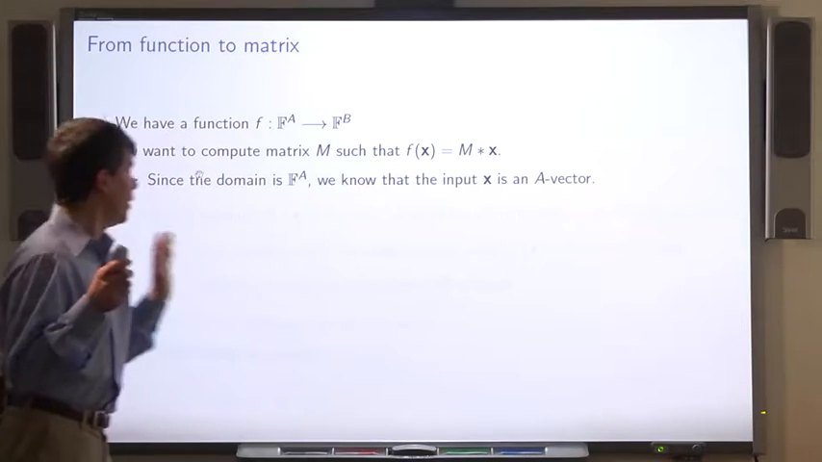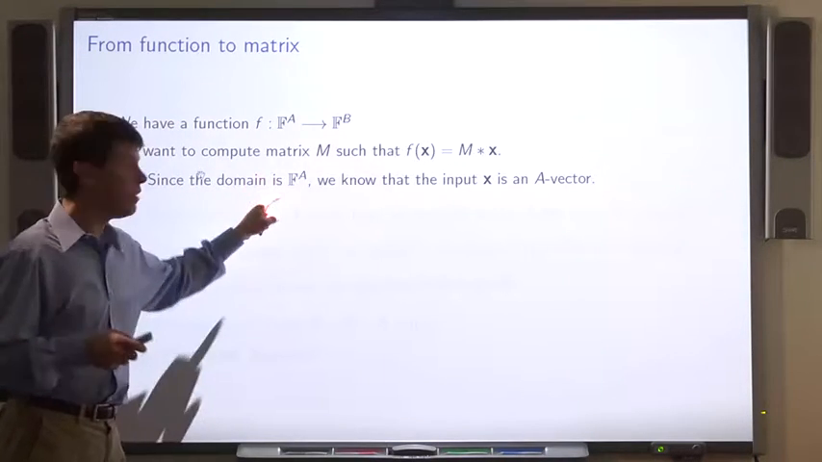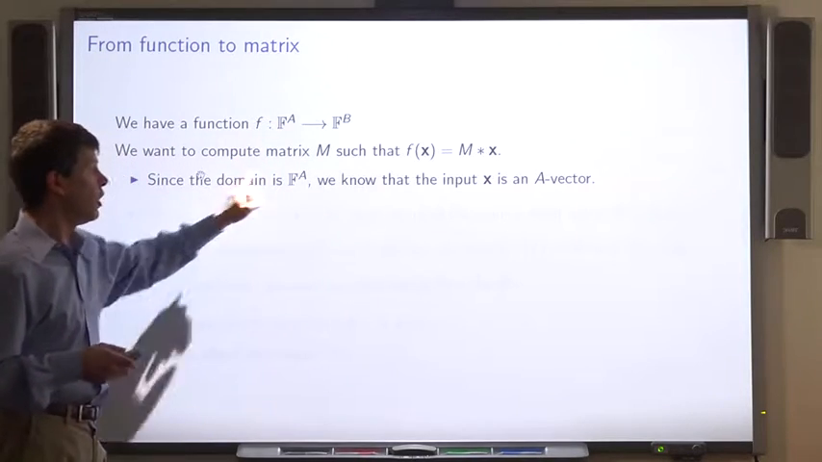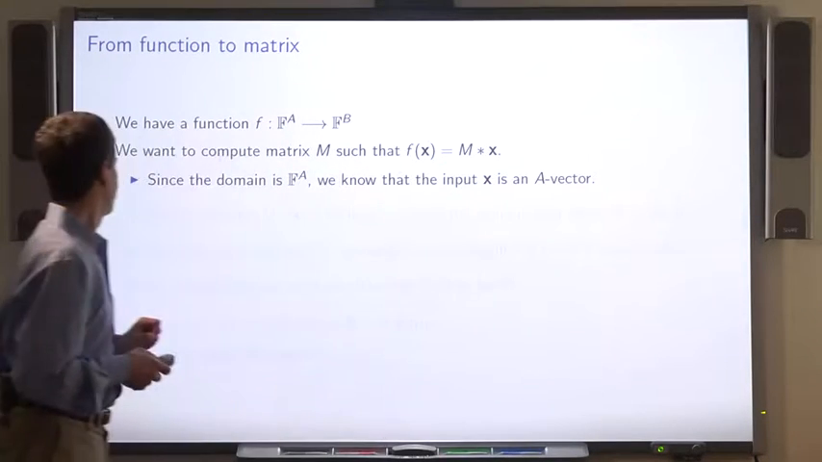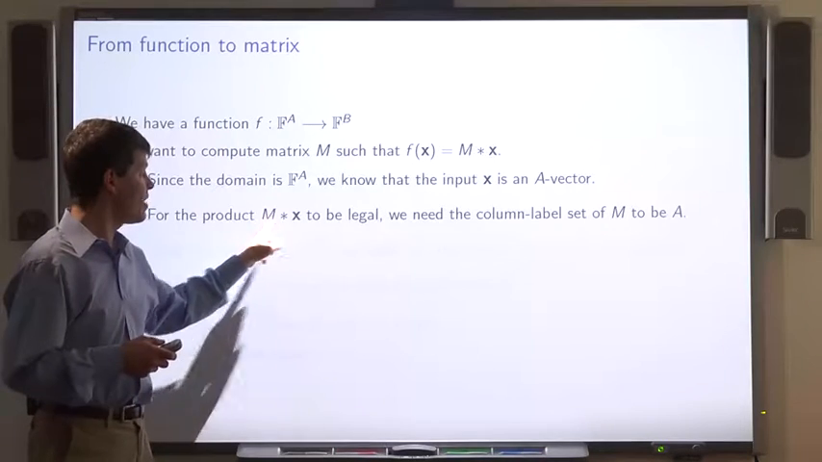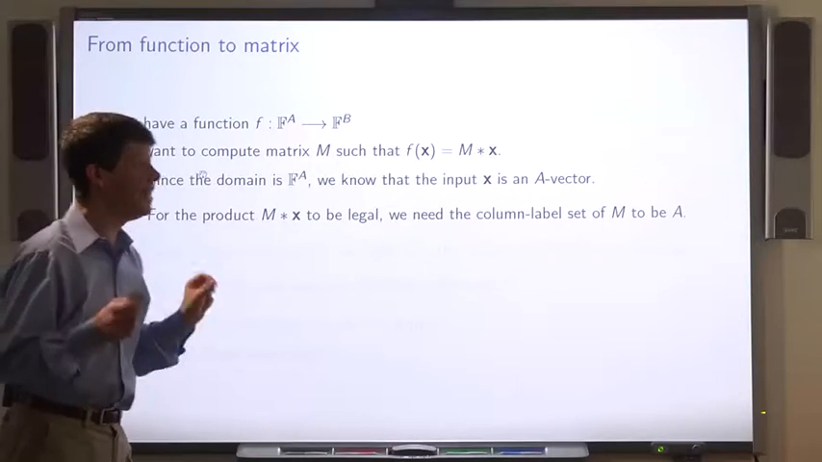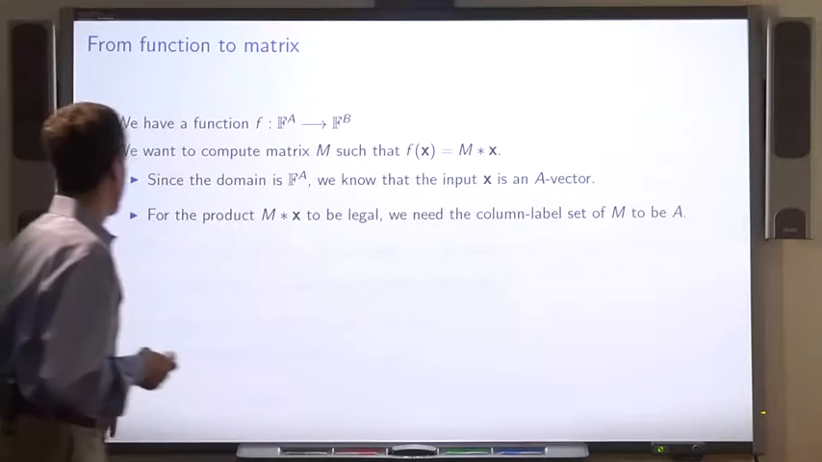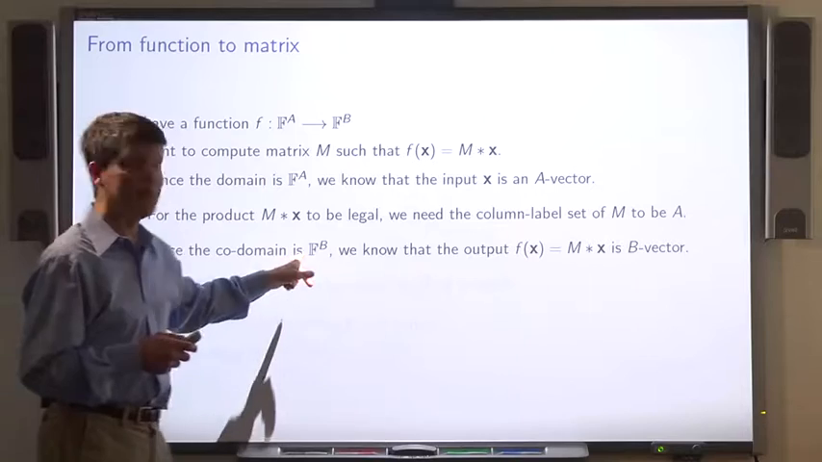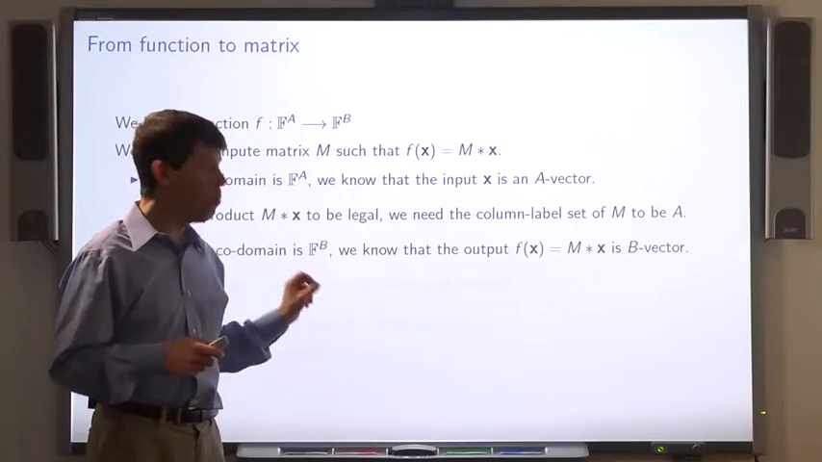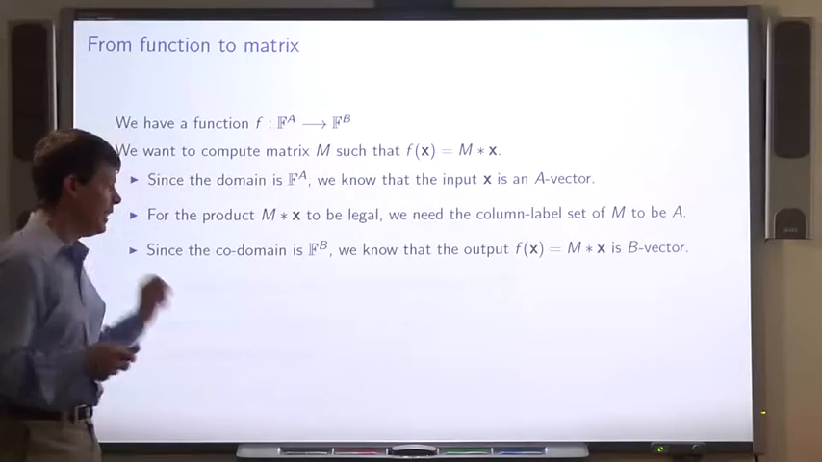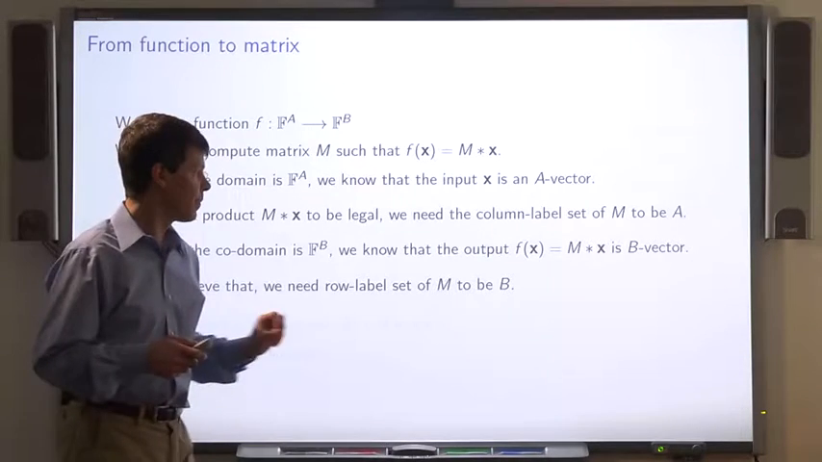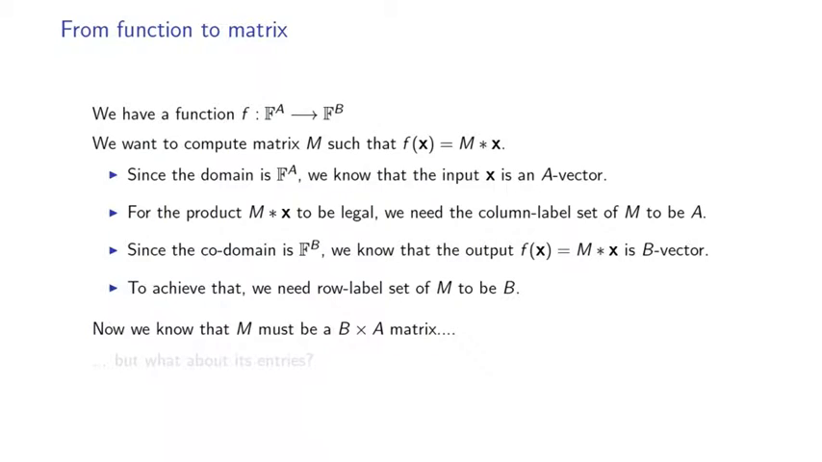Okay, we know that the domain, let's say the domain is F to the A. So we know the input is an A vector. So for the product M times x to be even legal, we need the column label set of M to be the set A. Similarly, since the codomain is F to the B, we know that the output is a B vector, and so we need that the row label set of M is the set B. So we know that M must be a B by A matrix.